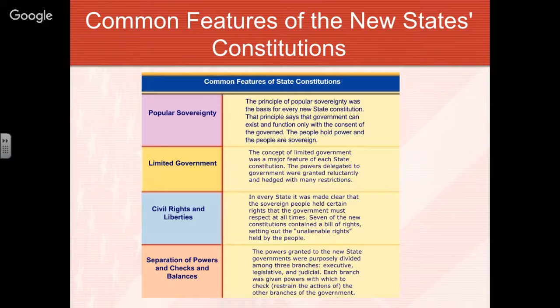And then lastly, separation of powers. Power is divided amongst 3 branches: an executive, legislative, and judicial. And each of those branches is given powers with which to check the other branches of the government. If you'd like, you can pause this here to take a moment and fill in your charts.